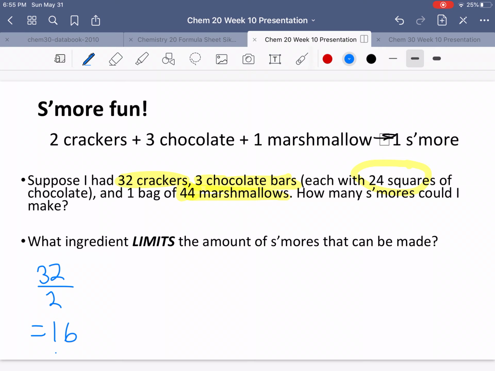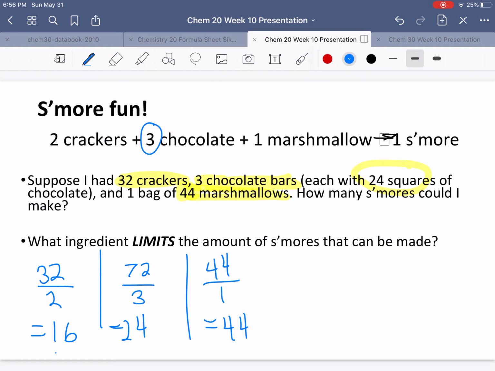Okay, let's look at the chocolate bars. 24 squares of chocolate each, so 24 times 3. I've got 72 pieces of chocolate in total. I divide that 72 by 3 and I've got 24. Why 3? Because of the 3 in front of the chocolate. Okay. Marshmallows. I have 44 marshmallows. I need 1 marshmallow per s'more. So that's 44. Look at where these numbers are coming from: 2 in front of crackers, divide by 2. 3 in front of chocolate, divide by 3.